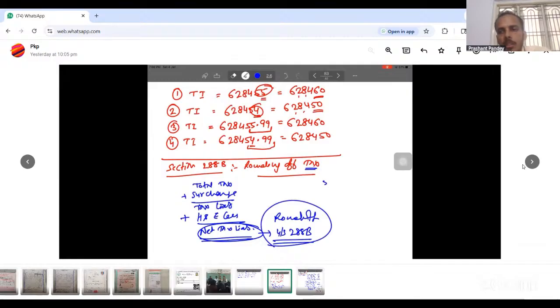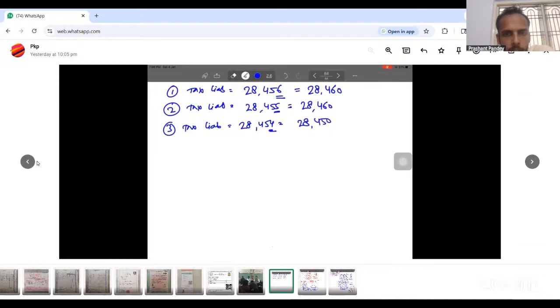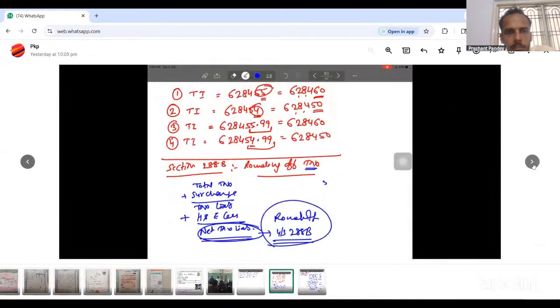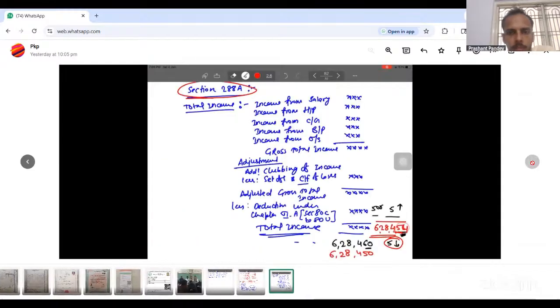So this is what we have learned. Now I have one more concept that has to be discussed. The mechanism of rounding off the net tax liability is given under section 288B, and the rounding off of income is given under section 288A. This is under section 288A and that is under section 288B.